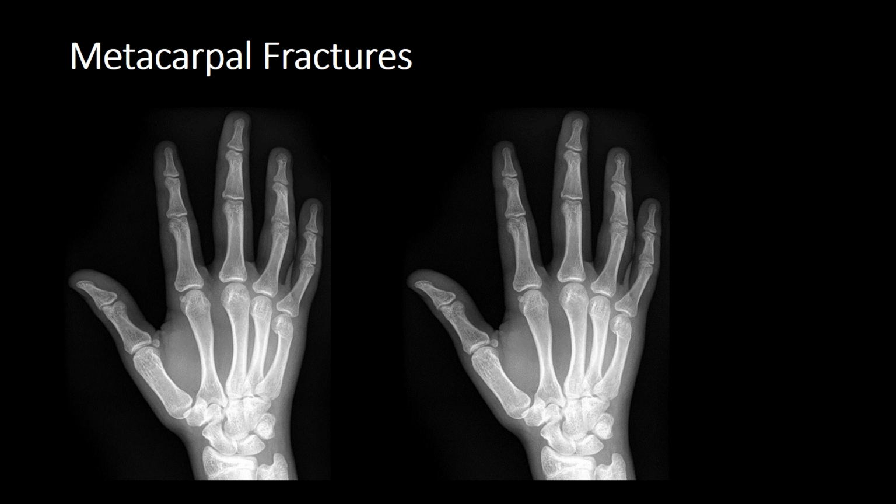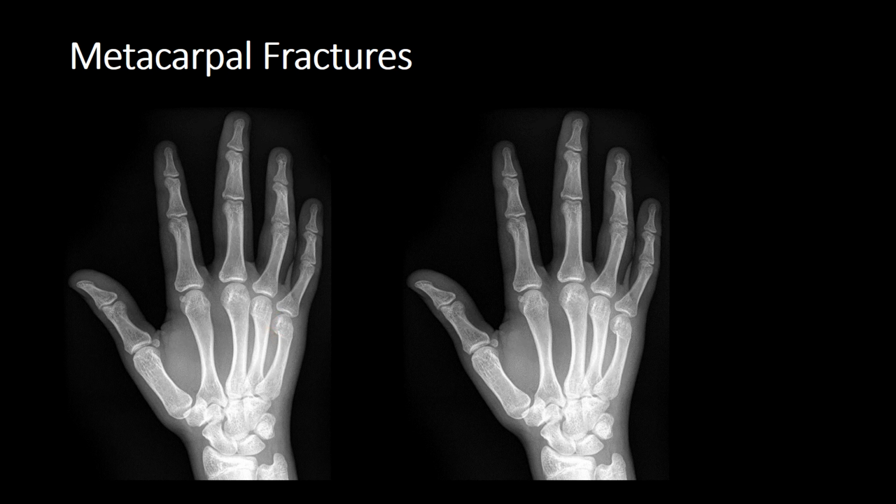Let's have a look at these metacarpals. Look at the second metacarpal neck, the third and the fourth. You can see how there's a smooth curve of the metacarpal as it sweeps down to the diaphysis of the metacarpals. In comparison, let's look at the fifth.